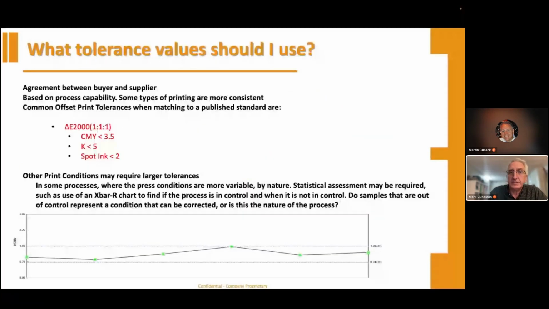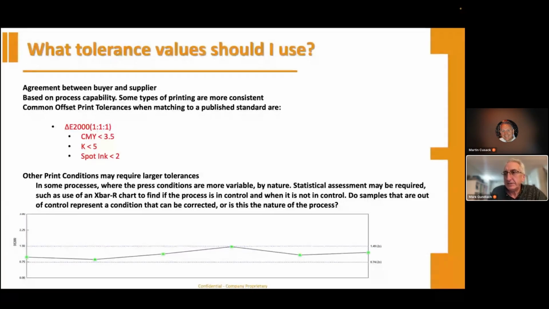And then the other question comes up is, well, how much tolerance should I put on my colors? Is it 1 Delta E? Is it 5 Delta E? How much of a range should I allow? Well, that's an agreement between the print buyer and the print supplier, but it really should be based on the print capability. Some of your presses are capable of holding tighter tolerances while others are not.